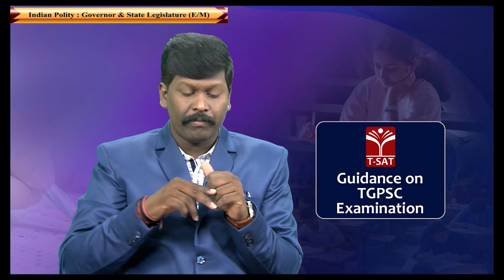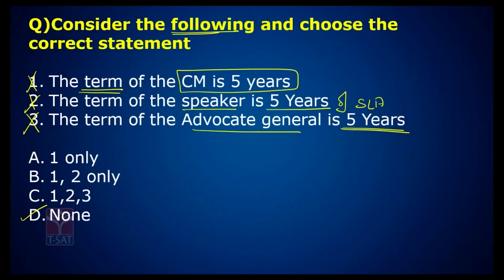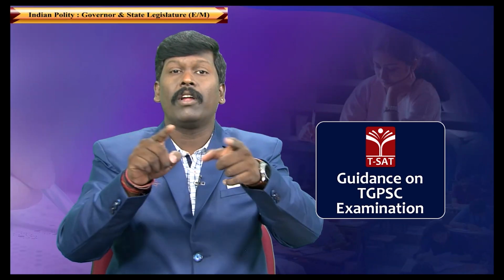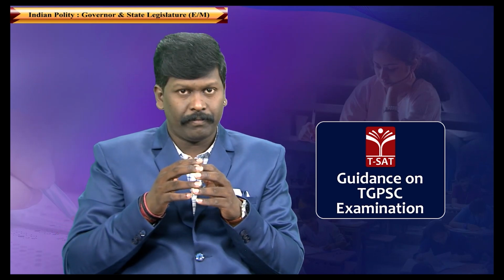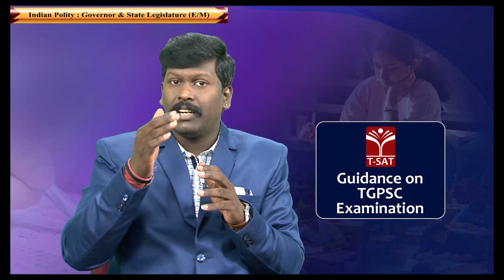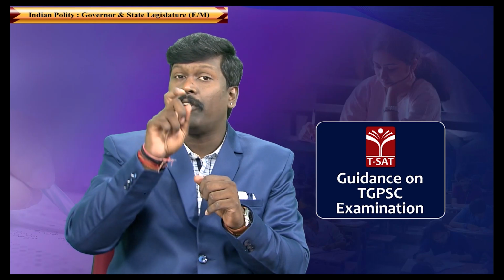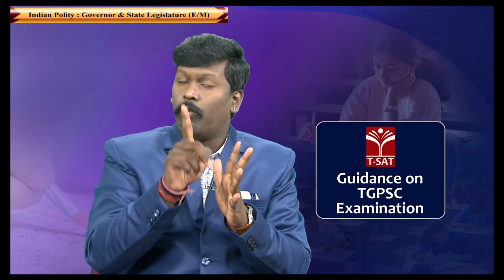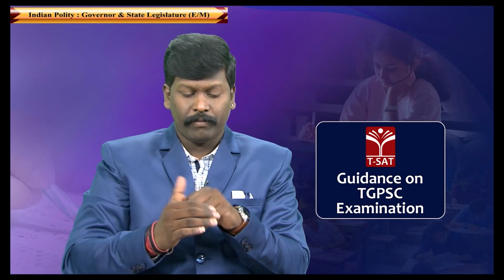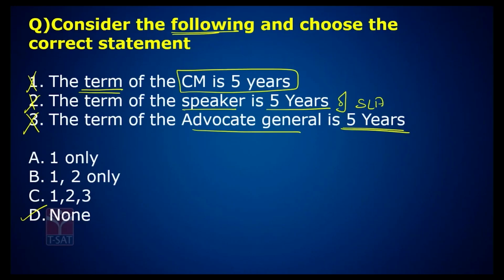Now look at the second statement. The term of the Speaker is 5 years. Now, the term of the Speaker is till a day before the first meeting of the newly formed Assembly. I am repeating this. The term of the Speaker is till a day before the first meeting of the newly formed State Legislative Assembly. So this is also wrong. Now look at the third statement. The term of the Advocate General is 5 years. Absolutely wrong.